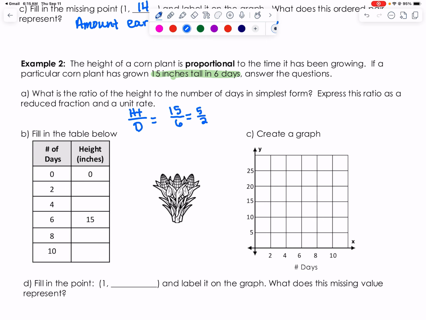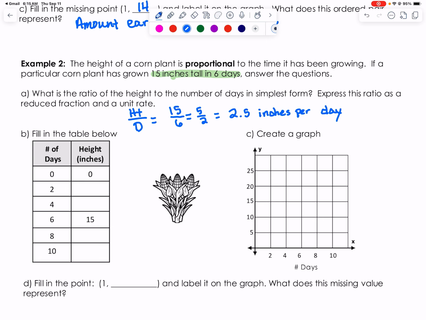And to express it as a unit rate, I want to divide that. 5 divided by 2 would give me 2.5. And to express this as a unit rate, I would say 2.5 inches per day. Okay. Now that we know our unit rate, it's going to be very easy to create a table for this situation and a graph for this situation.